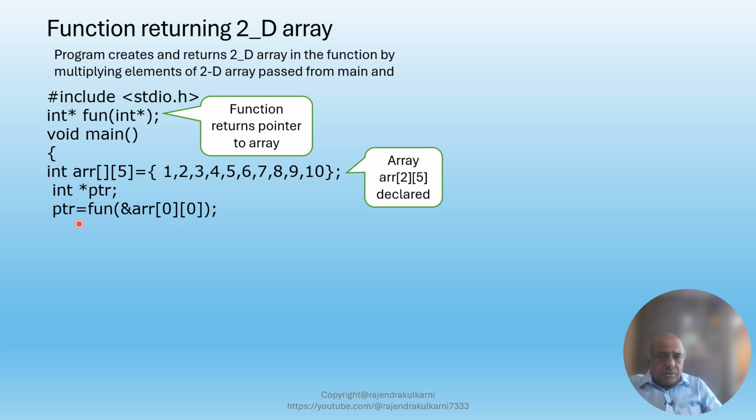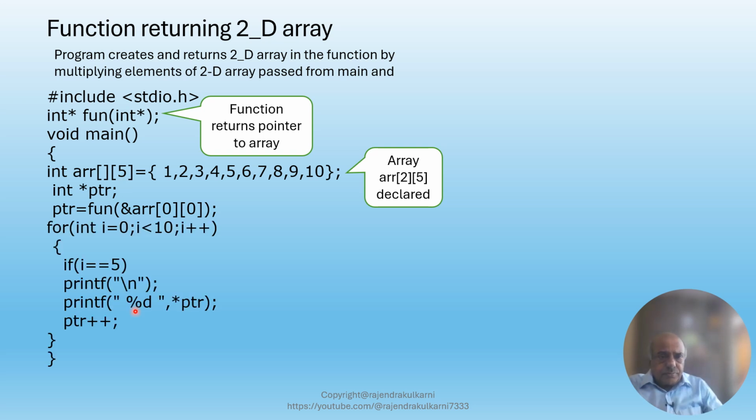What this does is it passes the address of the 0th element of the 2D array, and when the function returns a pointer, we are going to display the values of the 2D array returned by the function by using its pointer ptr.